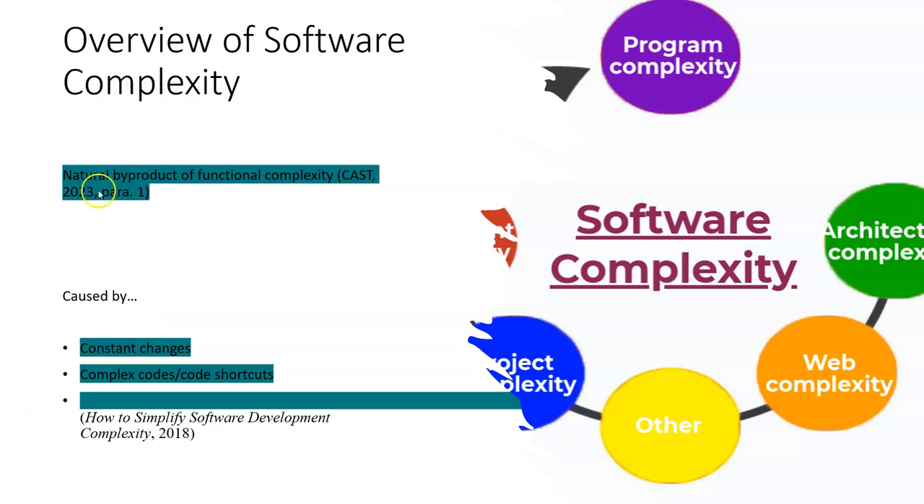So here is an overview of software complexity and what exactly software complexity is. Software complexity is a natural thing that comes with being a software developer or a software engineer because the job itself is so complicated and it's very prone to errors. This complexity is mostly caused by constant changes that are happening within software and workers overcomplicating code that doesn't need to be complicated, or people adding shortcuts that end up backfiring in the long run. And this picture here shows the different complexities within software, like program complexity, project complexity, web complexity, and more.